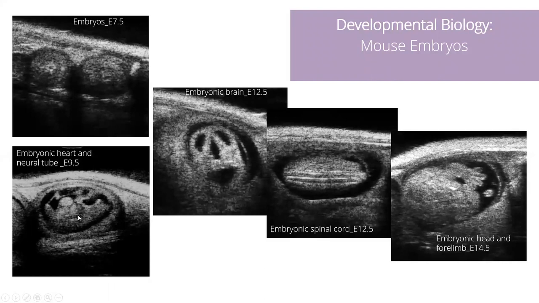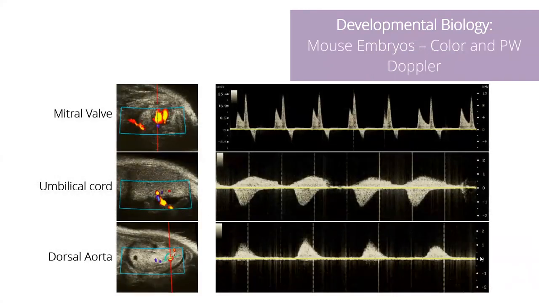By 9.5 days, we can begin to see the early formations of the embryo and the neural tube being formed in the embryonic heart. We can see the ventricles within the brain of the developing embryo, the spinal cord as it develops and progresses, and even see the front paw of an embryo at E14.5. This is here in a mouse. All of the imaging modes that are available for adult animals are also possible to be used on the embryo, because at this point they don't have calcified bone formed.